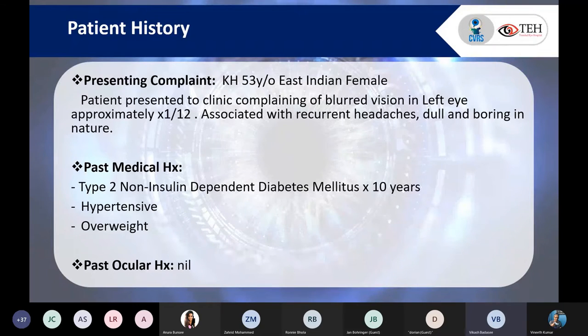This is a 53-year-old East Indian female. She first presented to us complaining of blurred vision in the left eye for approximately 1 month. It was associated with recurrent headaches, dull and boring in nature. Her past medical history: she has type 2 non-insulin dependent diabetes mellitus and has been hypertensive for the past 10 years. She's also overweight. Her past ocular history was nil.